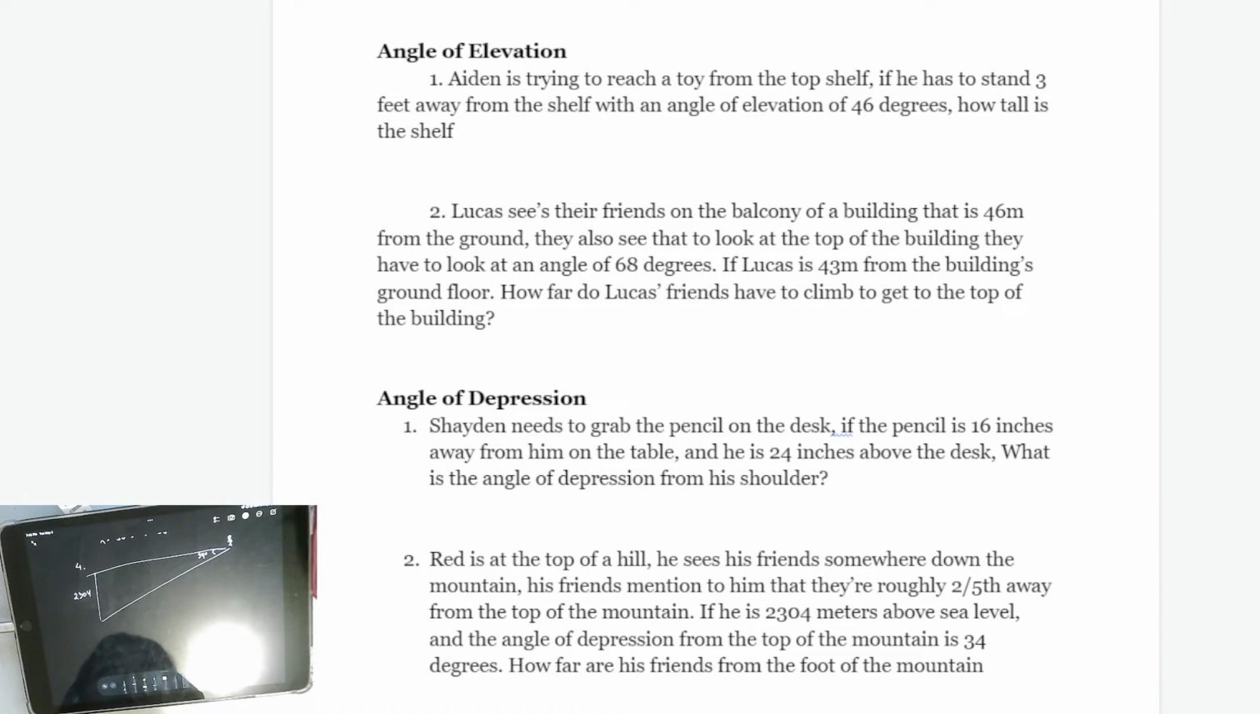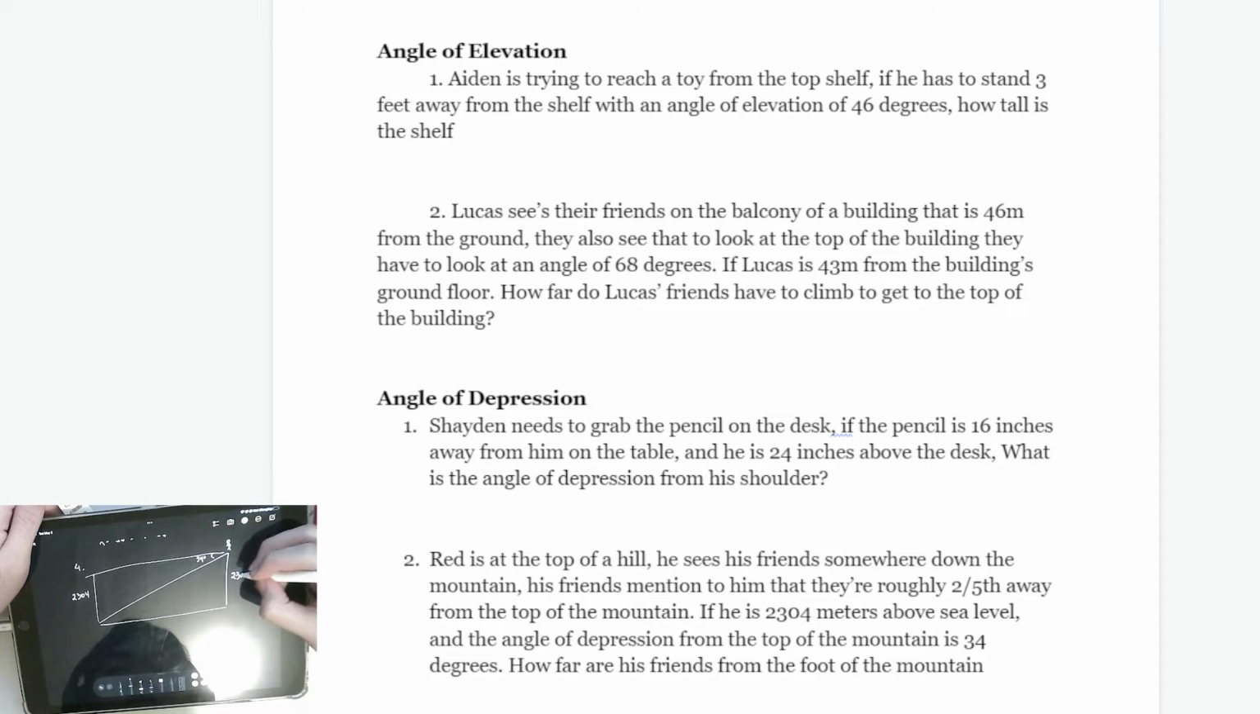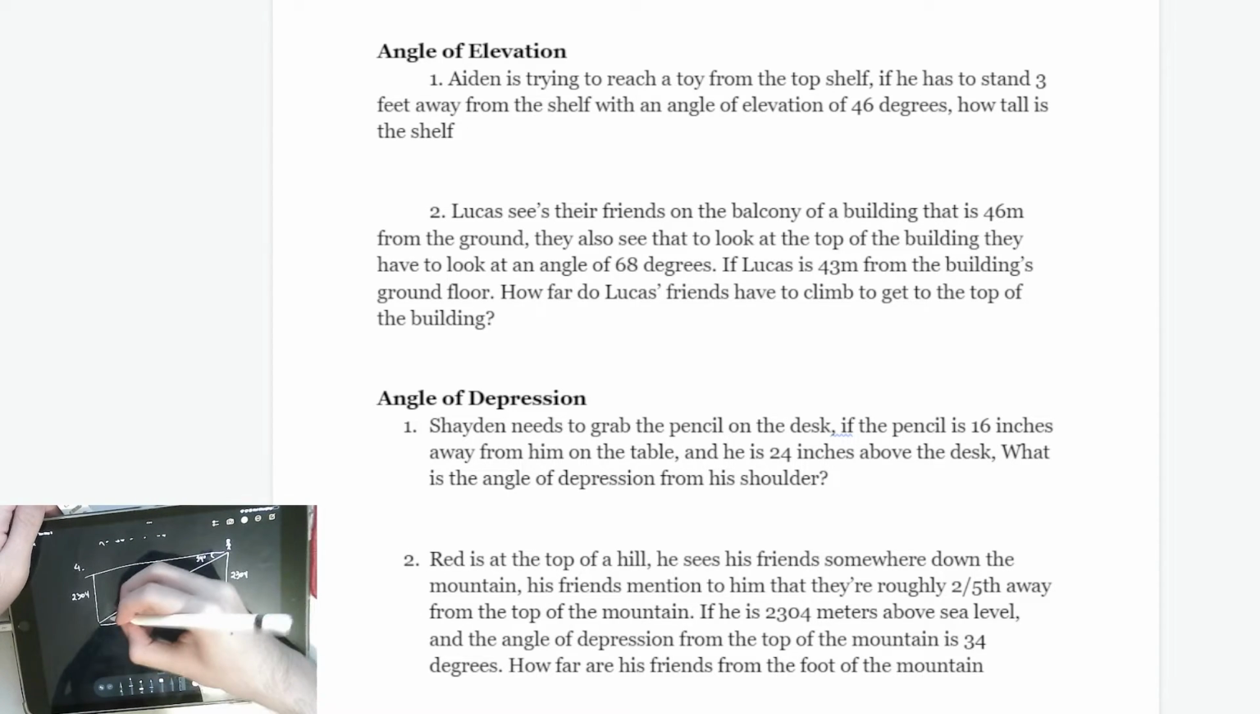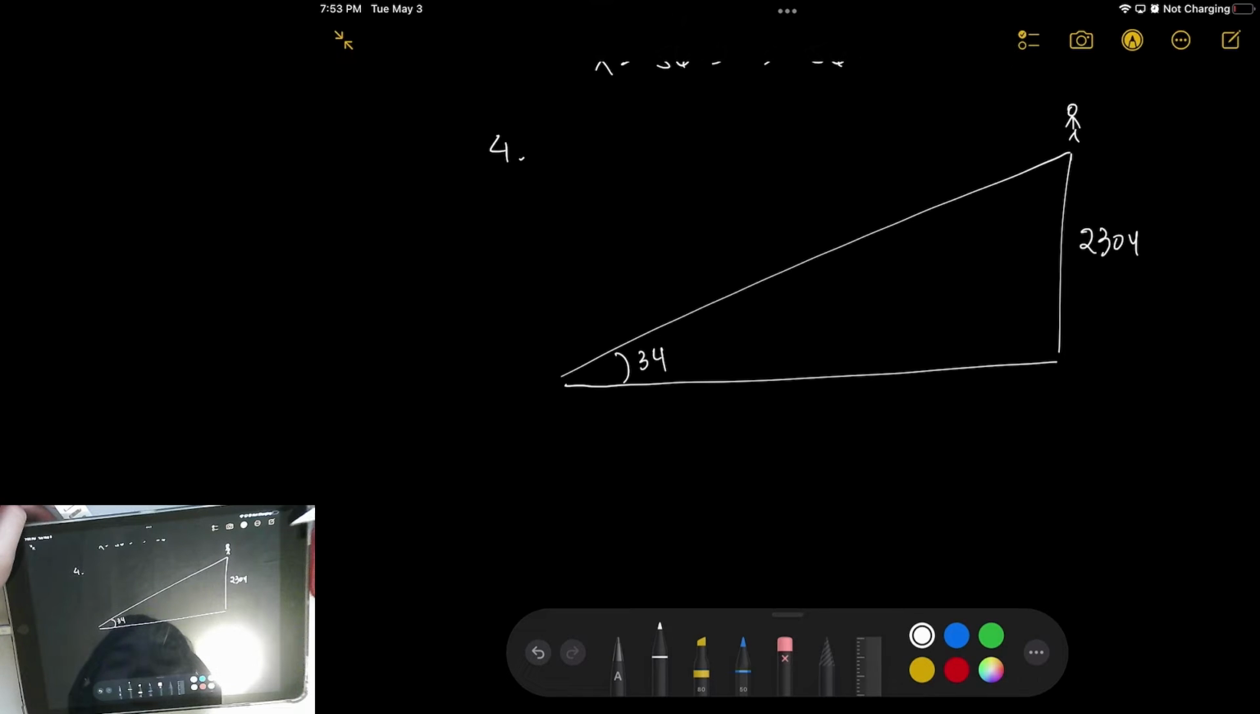If this looks harder for some of you to process and understand, you can simply flip it. So this will be our base, and this will be the top of the mountain instead, and this will be the height. So 2,304 and 34 degrees. Since this is congruent with this angle, we can now erase this. What we are looking for now isn't tangent. We're now looking for our hypotenuse.